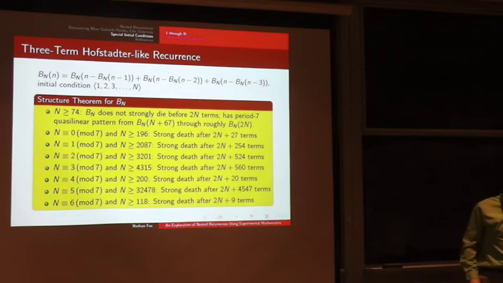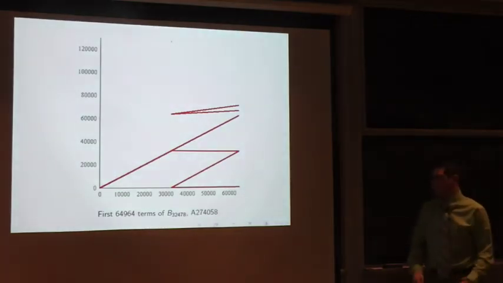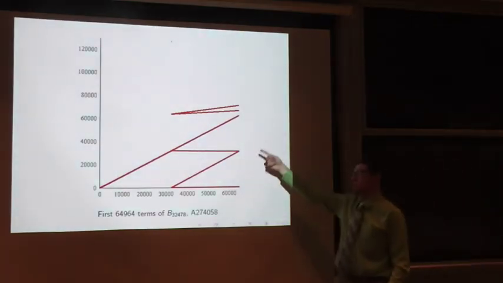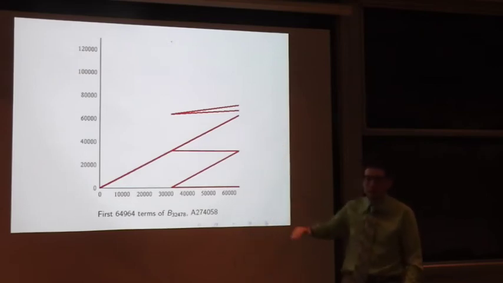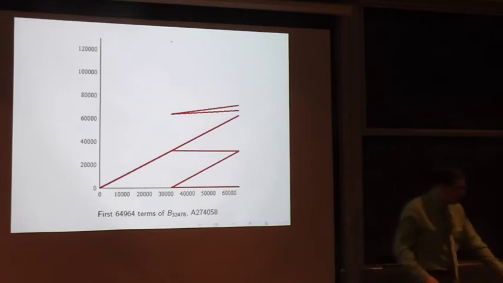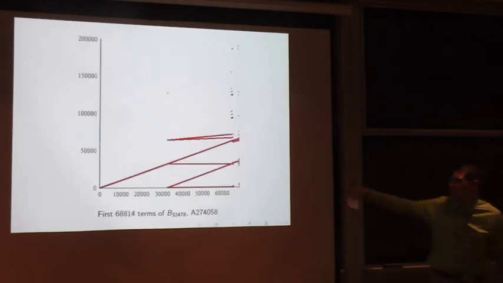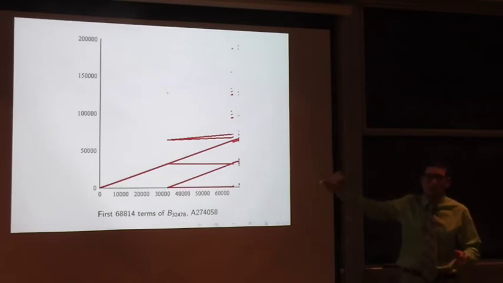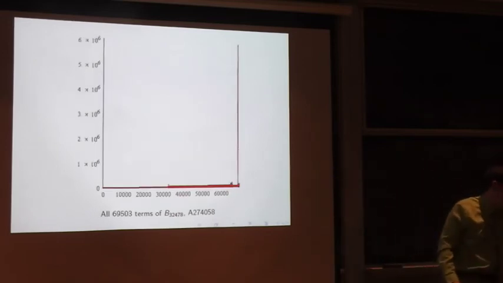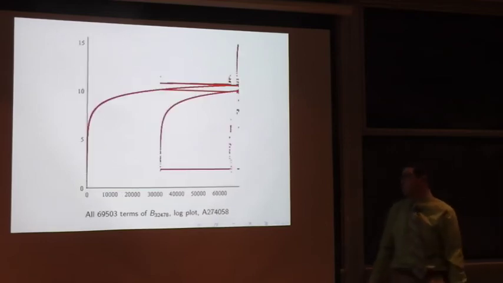So here's the sequence through 3, 2, 4, 7, 8. This is just the period 7 pattern, so you can see what that looks like. You're probably wondering why there's only 6 lines. That's because 2 of the pattern pieces are the same. And then you generate more terms, and you can see that there is some sort of regularity in the terms before it dies. But then it dies, and some of the terms get huge. So this is a log plot of the same sequence.